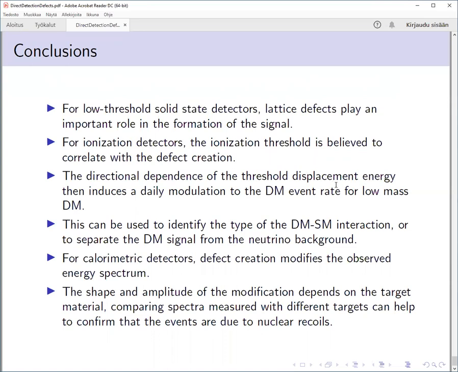This can affect the event rate that you observe, and the direction dependence can give you a modulation signal that you could hopefully observe, although this might require very, very large experiments indeed that are not yet feasible. And in these kind of calorimetric detectors, you could perhaps use this modulation of the recoil spectrum to confirm that the events indeed are from nuclear recoils and not, for example, electron recoils. That should not give rise to lattice defects. Okay, so that is my last slide, and I thank you for the attention.